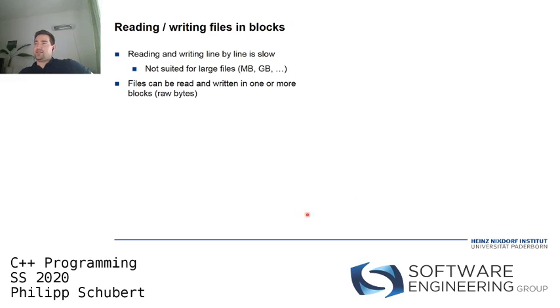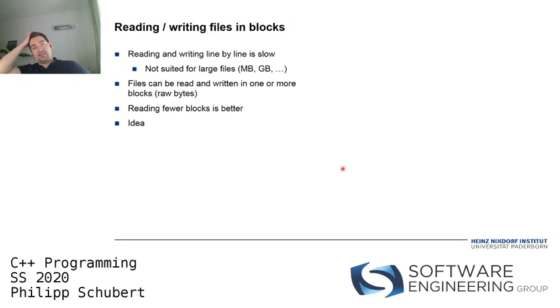The idea of reading and writing files in blocks is that files are no longer read and written line-based, but you read and write whole blocks, which are raw bytes, which is usually much faster to read and also much faster to write. And of course, the fewer blocks you're reading, the better.